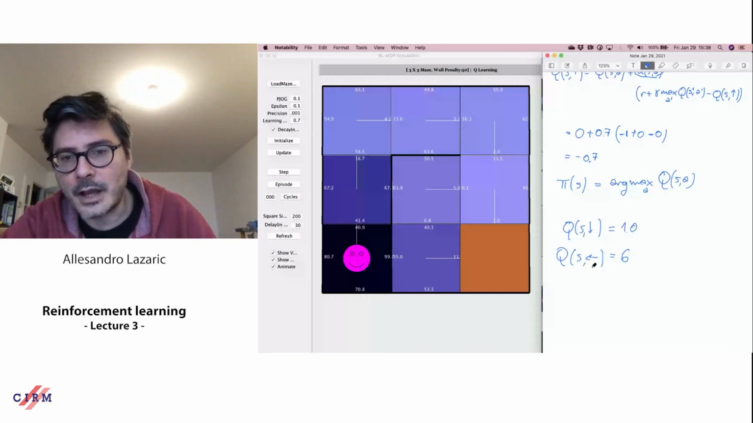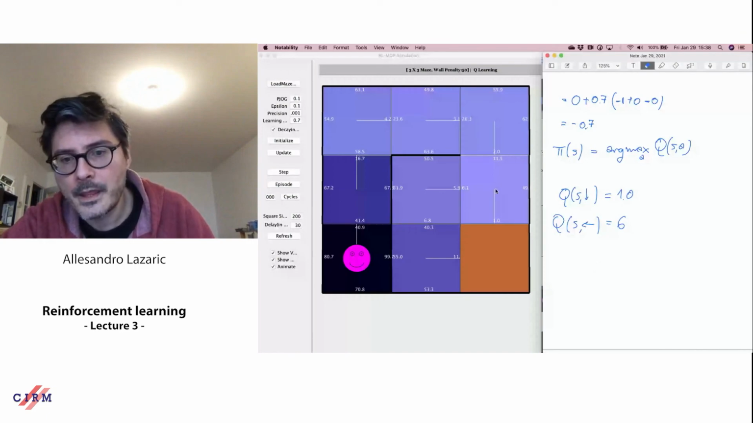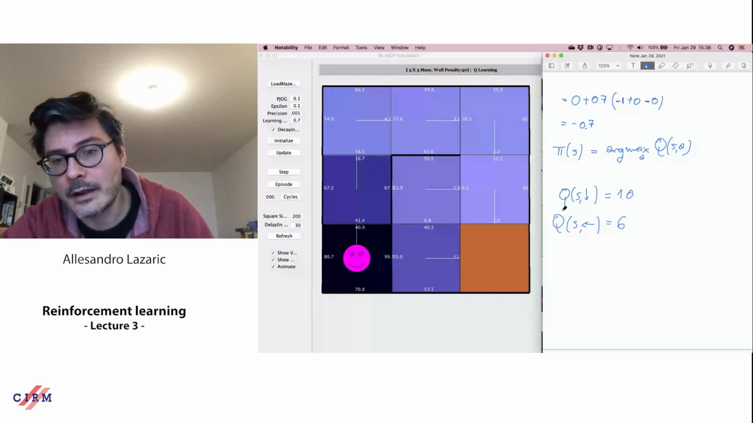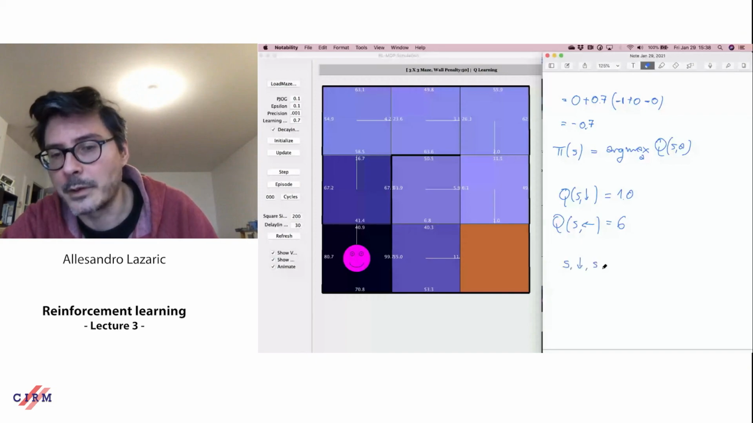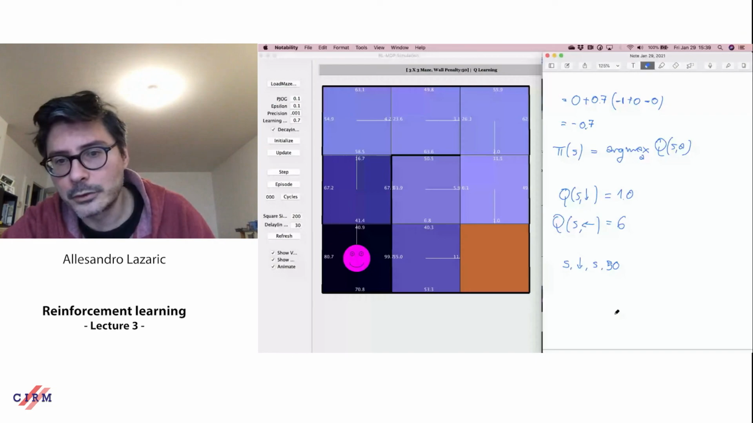But now imagine that I'm executing this action as prescribed by this, and I'm not very lucky. When I'm in this state, I perform this action, and I stay in this state, and I observe a penalty of 50 because I bumped into the wall, right? So I bumped here, and I stay in this state. Then let's look at what would be the new value.